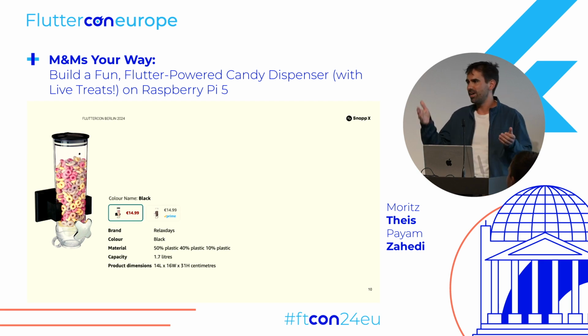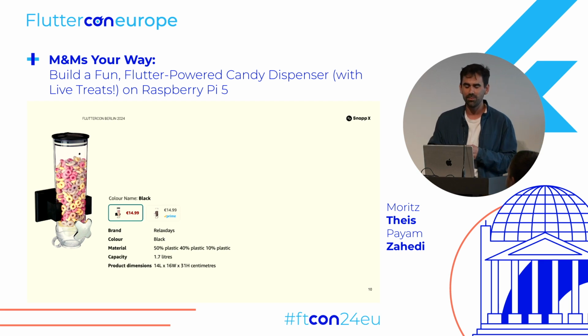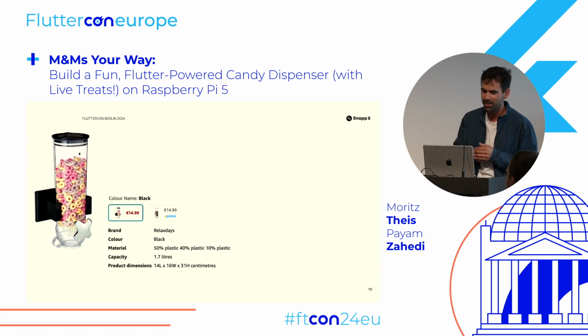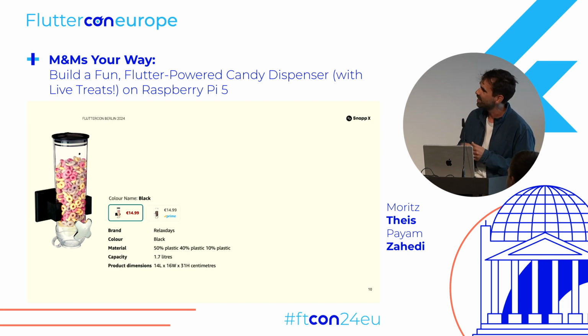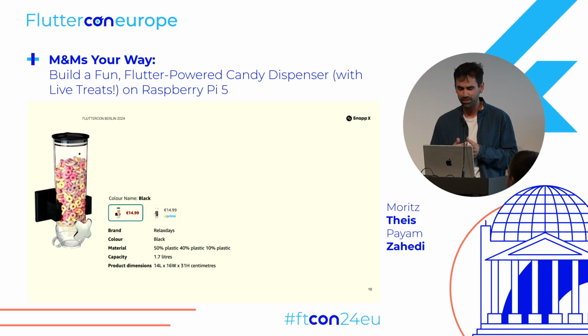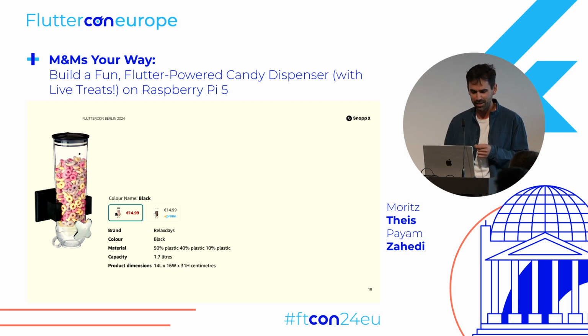Next, the part you can see in front of you. We used some quality cereal dispensers where we're not telling you where we ordered them. The very special thing about them is maybe the quality material mix, as stated here, of 50% plastic, 40% plastic, and 10% plastic.